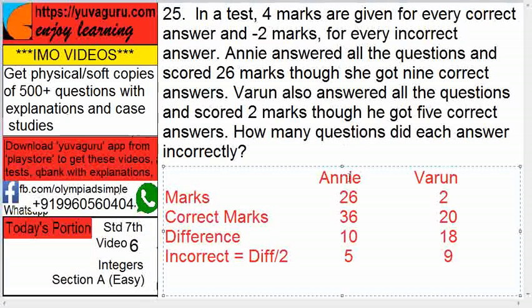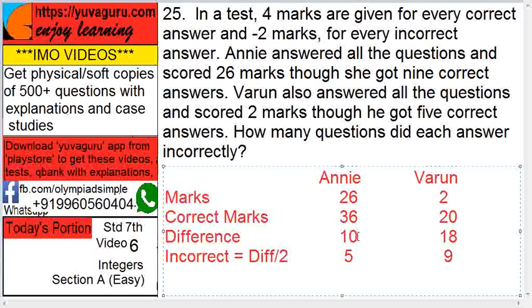Simple. Make 2 columns, Annie and Varun. Now marks. How many marks? Annie has 26, Varun has 2 marks. Then correct marks. She got how many correct? 9 correct. So 9 fours are 36. And he got 5 correct. 5 fours are 20. So what is the difference between correct marks and actual marks?